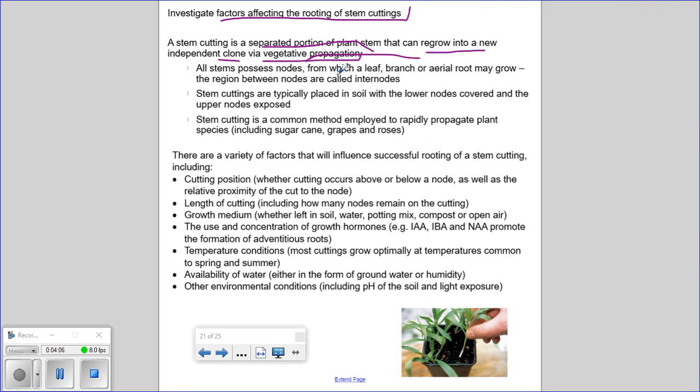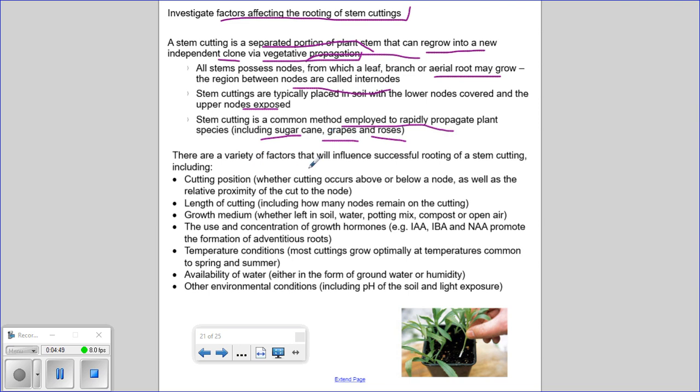Now, all stems possess nodes from which a leaf, branch, or aerial root may grow. The regions between these nodes are called internodes. Stem cuttings are typically placed in soil with the lower nodes covered and the upper nodes exposed. Stem cutting is a common method employed to rapidly propagate plant species, including things like sugarcane, grapes, and roses, for example. So grapevines generally will be propagated through stem cuttings and will often be grafted onto other types of plants to make those grapevines a lot more hardy and resistant to different conditions.